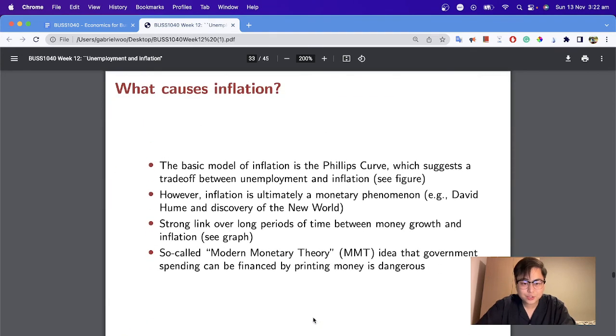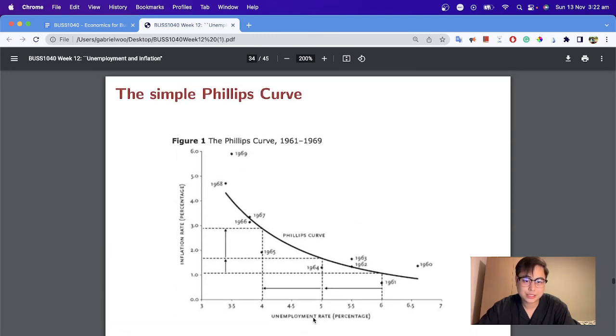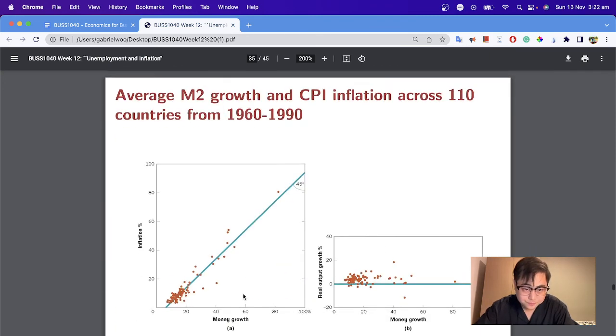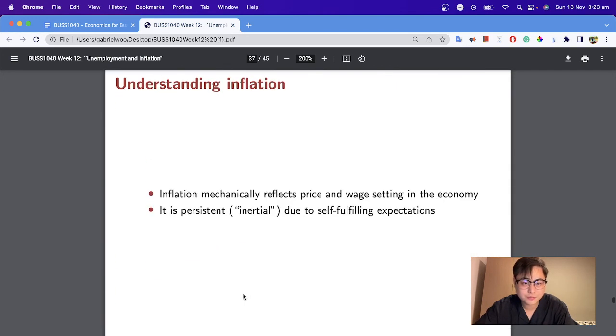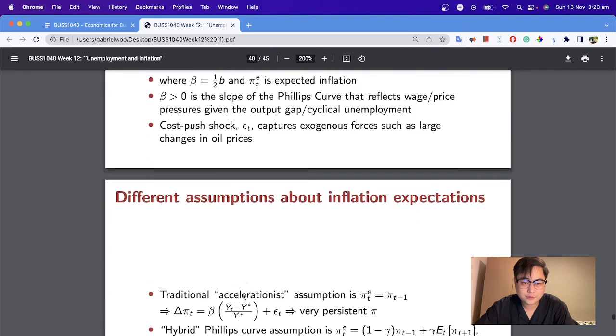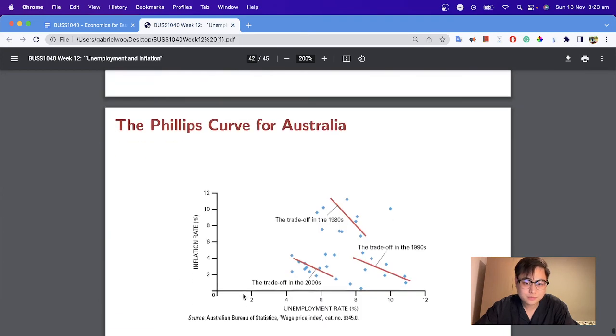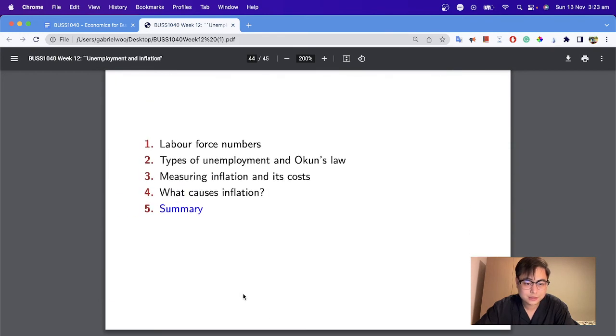So what causes inflation? Once again, when money supply increases, there's more money chasing the same amount of goods. Therefore, prices of goods will increase, reflecting the increase in money supply. So here you can see the Phillips curve. As unemployment decreases, inflation increases. Here you see the M2 supply, understanding inflation, low inflation, expectations for the Phillips curve, and different assumptions about inflation expectations, and how the Phillips curve is affected.